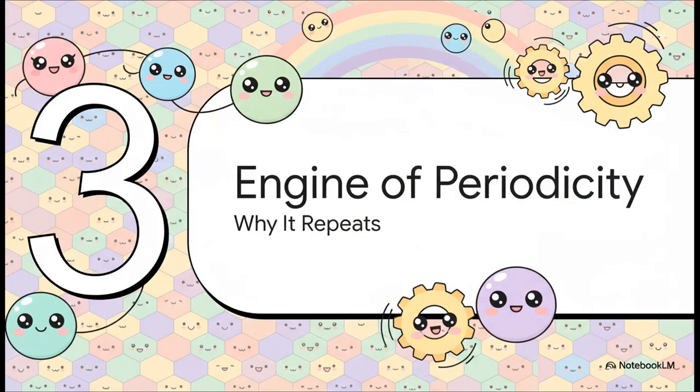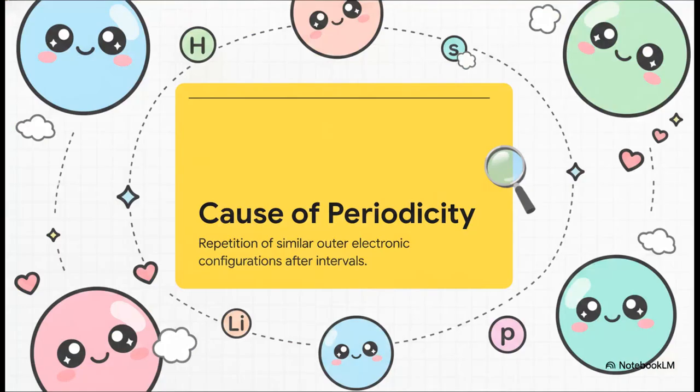Section 3. The Engine of Periodicity. Why it repeats. And this is our grand aha moment. The entire structure of the periodic table is driven by one thing: outer electronic configurations. It is literally all about the electrons. Elements in the same group have the exact same number of valence electrons, which governs exactly how they're going to react with the world around them.